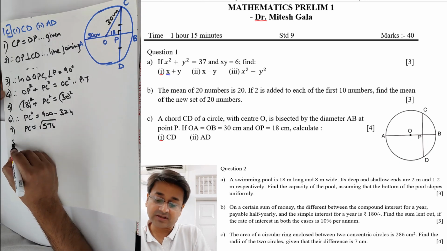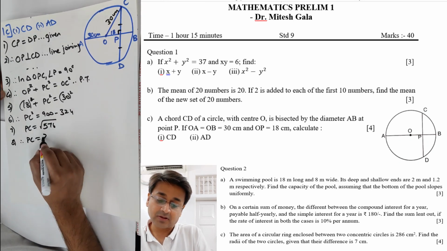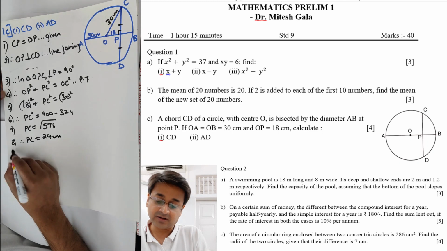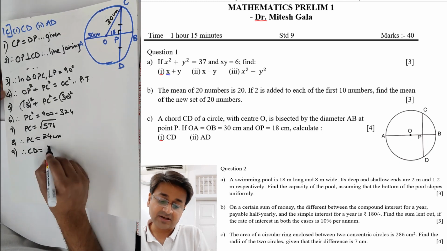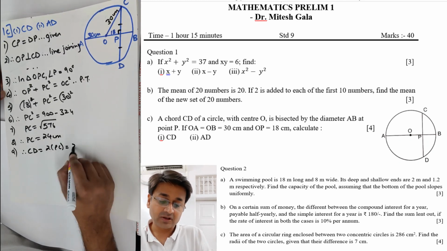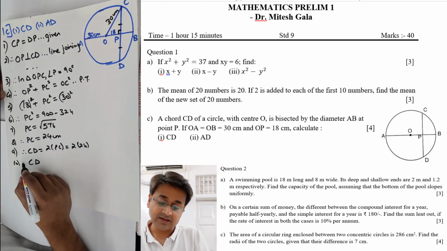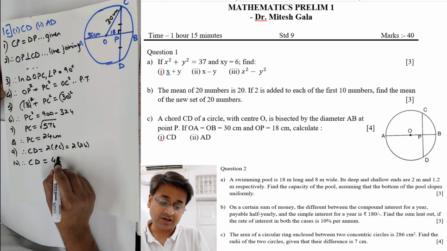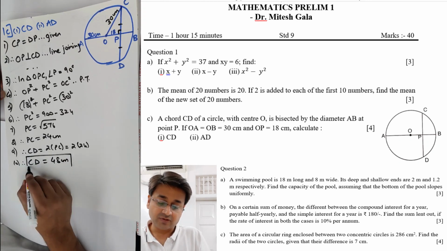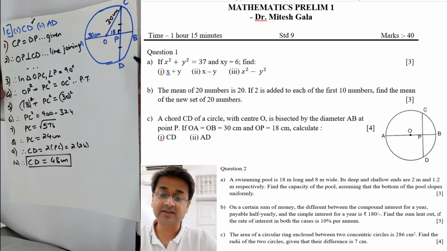So therefore we can say that PC is 24 centimeters, and therefore I can say CD is double of PC, so that will be double of 24. So finally I can say CD is equal to 48 centimeters. So we managed to get our first part, that is CD.